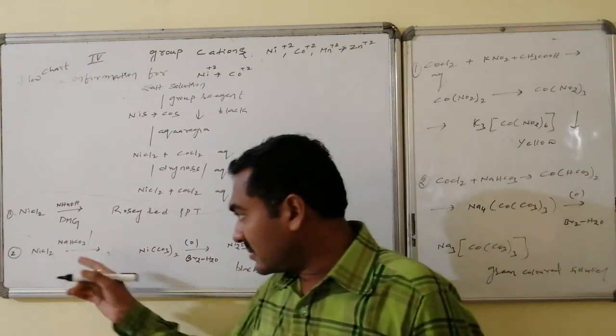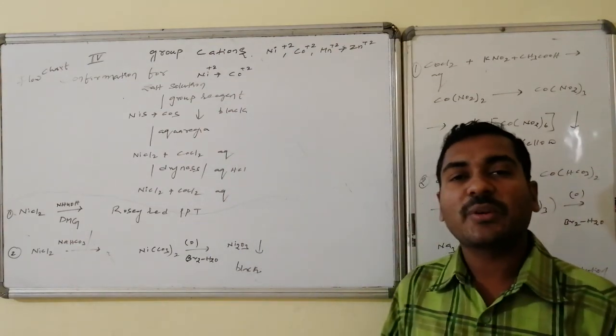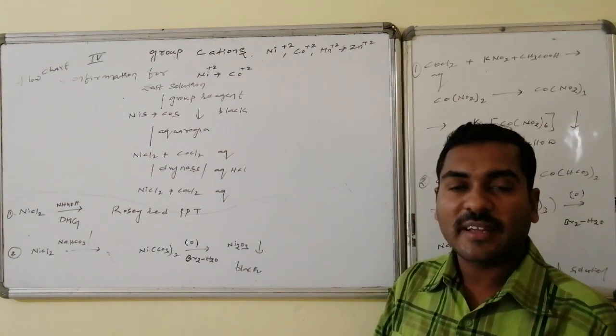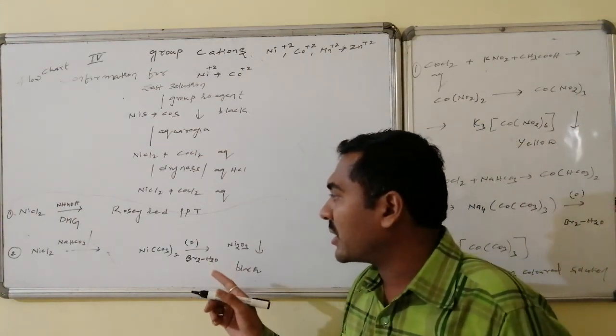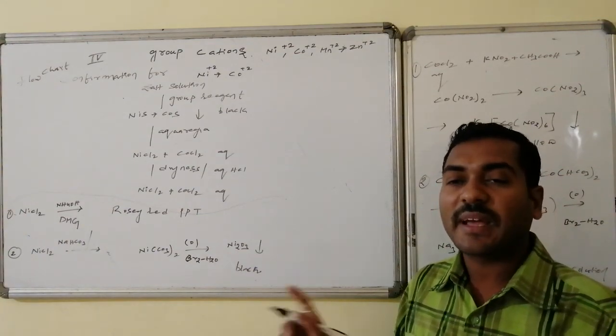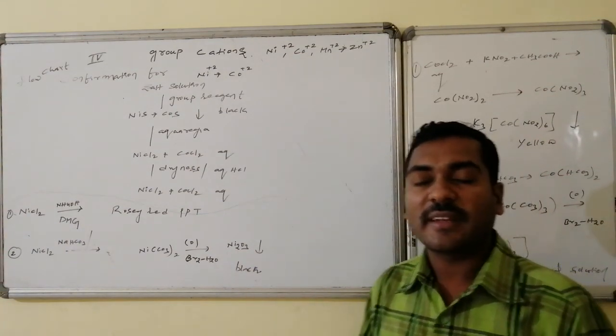Second one is, this nickel chloride is allowed to react with sodium bicarbonate. Thus it leads to the formation of nickel carbonate, nickel 2 carbonate. The nickel 2 carbonate followed by oxidation gives nickel oxide, which is a black color precipitate, confirms the nickel.